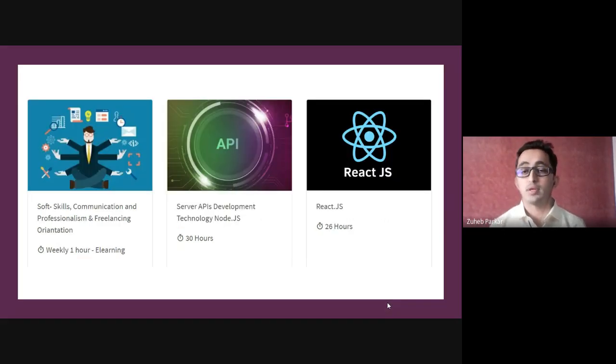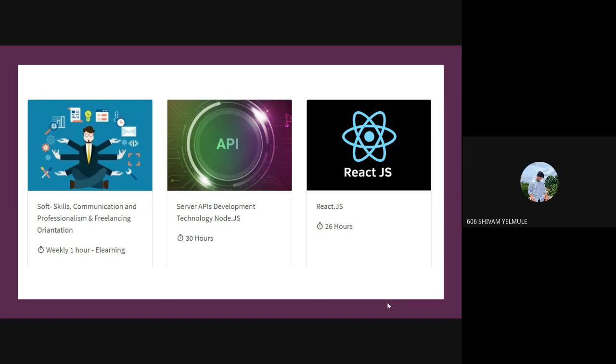Also, along with the technologies, there is React.js. Also, with these technologies, we'll be providing soft skills, communication and freelancing sessions every week in order to groom themselves, to upskill: how to prepare for an interview, how to build presentation skills, how to nail the interview, how to improve your communication. Everything will be upskilled every week: their presentation skills, decision making, problem solving, how to manage conflict in a team, how to manage a team.